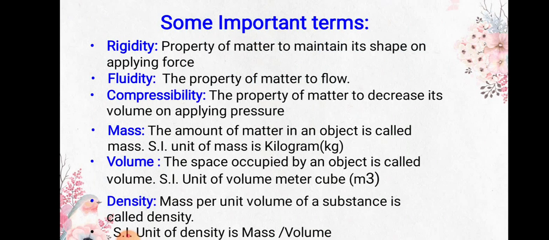First one is rigidity. What is rigidity? The property of matter to maintain its shape on applying force. Any substance which maintains its shape even on applying force, we call that rigidity, or we may even call it a high density or a harder substance. Next is fluidity. The property of matter to flow is nothing but fluidity. Fluidity means the water which flows, and even the blood that flows in our body is fluidity.